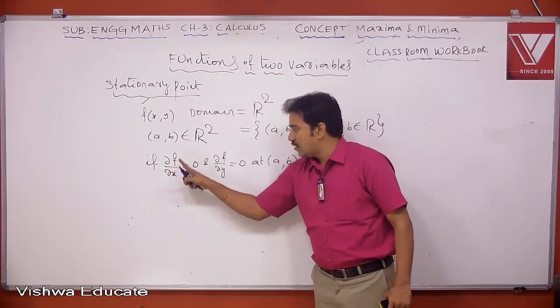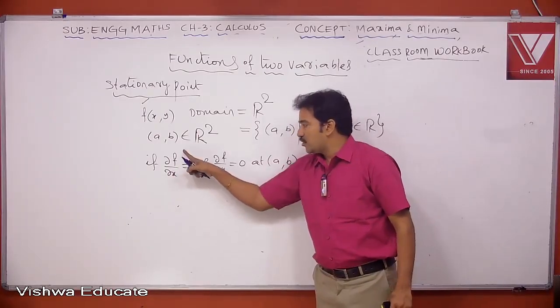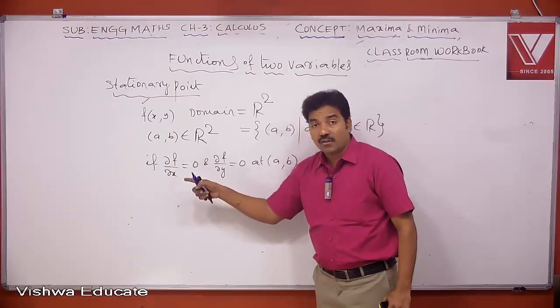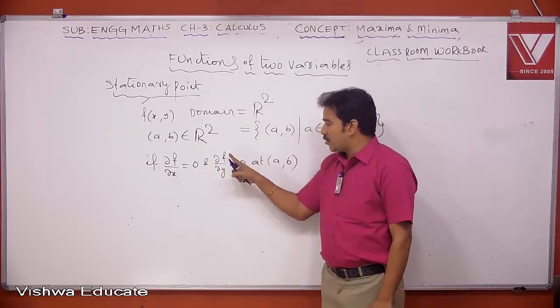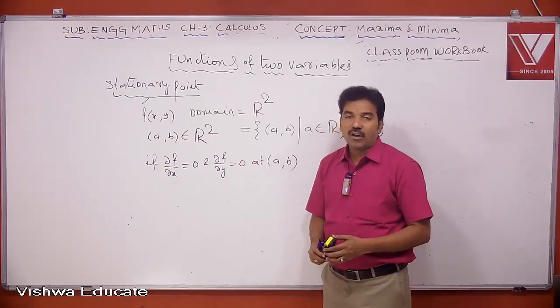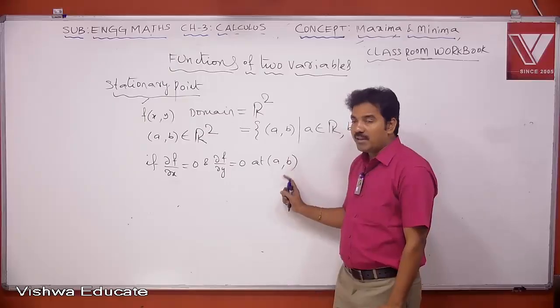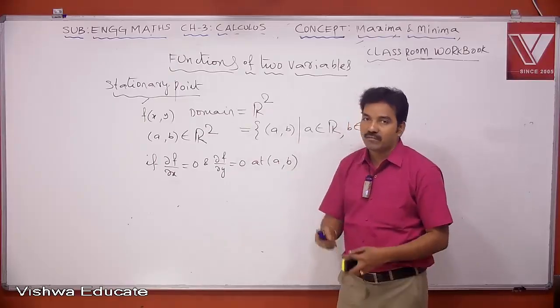Dou f by dou x means to differentiate f with respect to x only. When you are differentiating f with respect to x, y is constant. Similarly, when you are differentiating f with respect to y, x is constant. So when dou f by dou x and dou f by dou y become 0 at the point a comma b, then this is called a stationary point of this function.